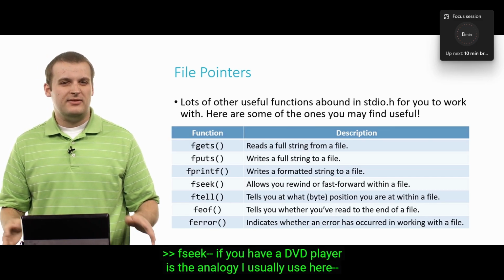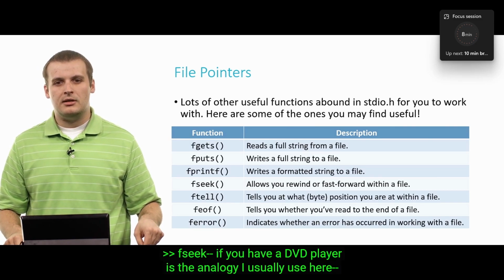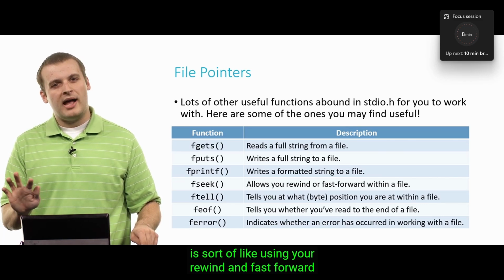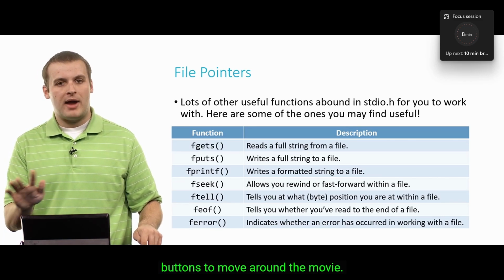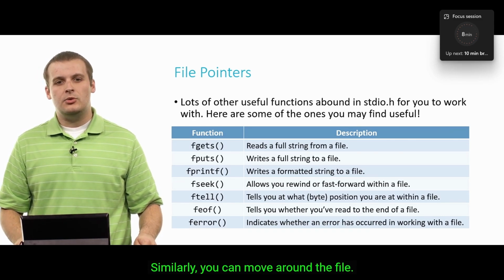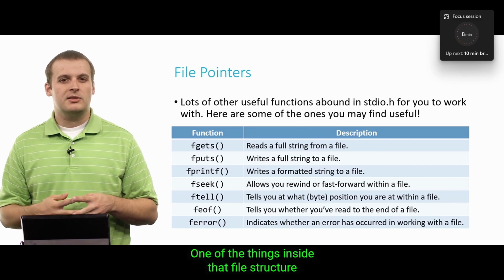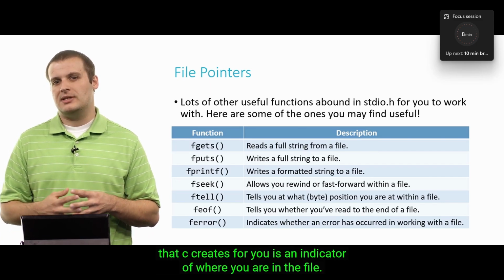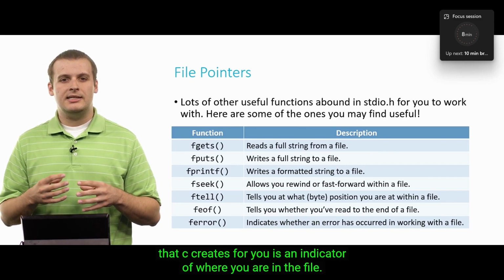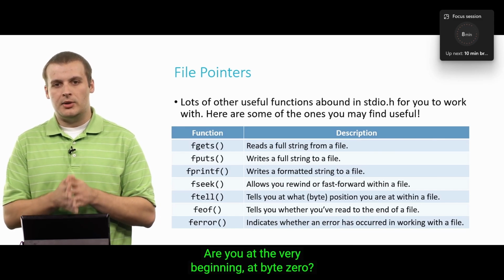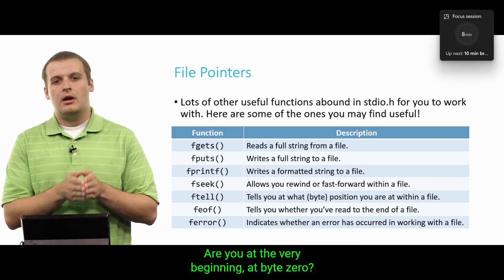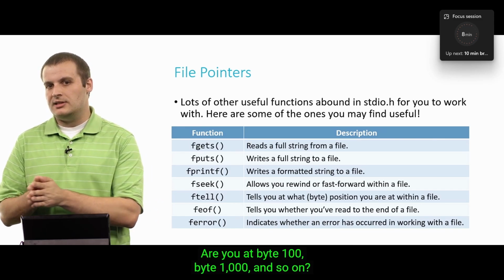fseek, if you have a DVD player, is the analogy I usually use here, is sort of like using your rewind and fast forward buttons to move around the movie. Similarly, you can move around the file. One of the things inside that file structure that C creates for you is an indicator of where you are in the file. Are you at the very beginning at byte 0? Are you at byte 100, byte 1000, and so on?